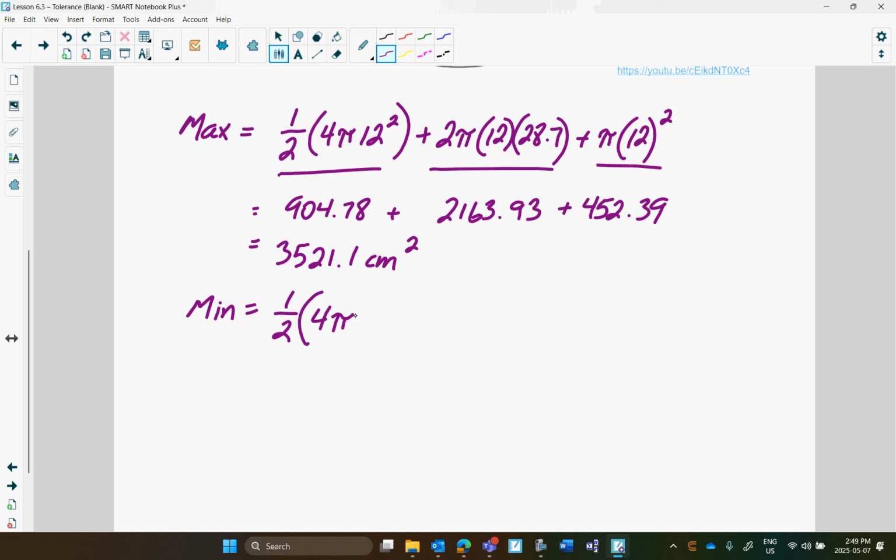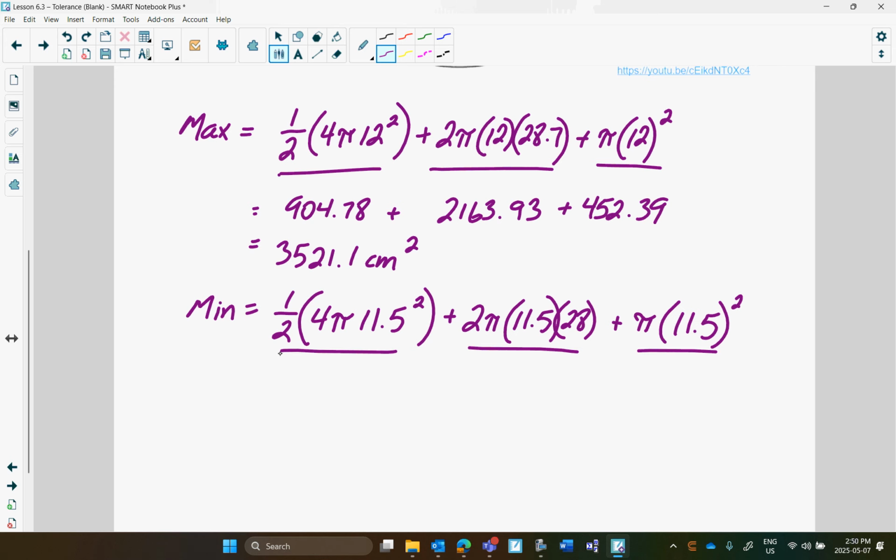What's the radius? 9.5, you said? No, 11.5. Plus 2 times pi times 11.5. What's the minimum height? 28, right? Times 28, plus pi times 11.5 squared. Do the same thing with that. Just calculate all three of them, round them to 2 decimal places, and then add them up.